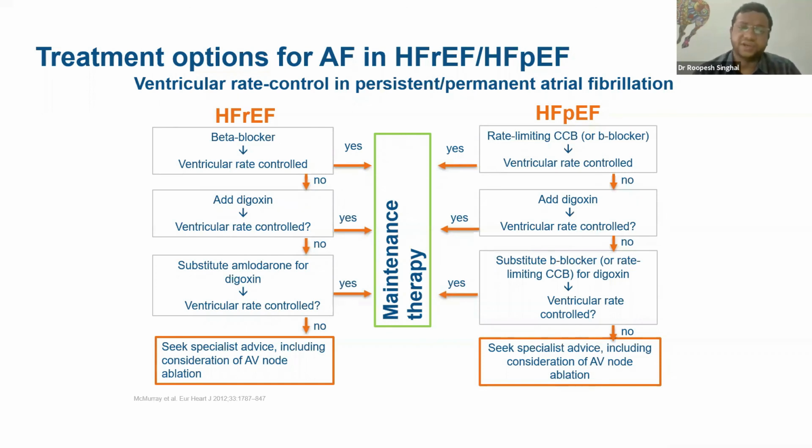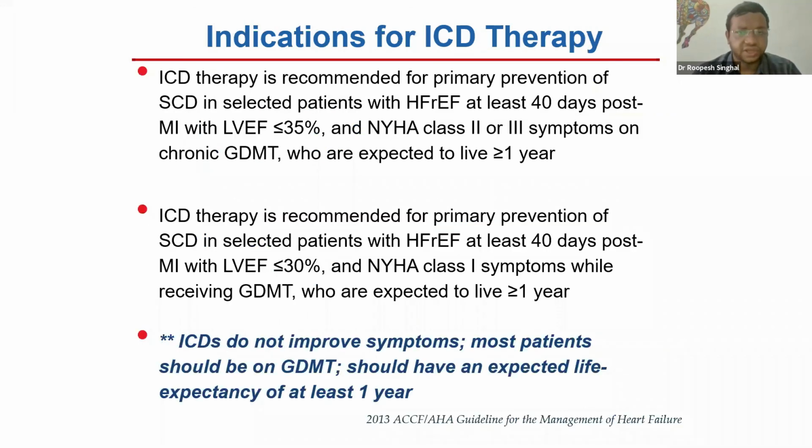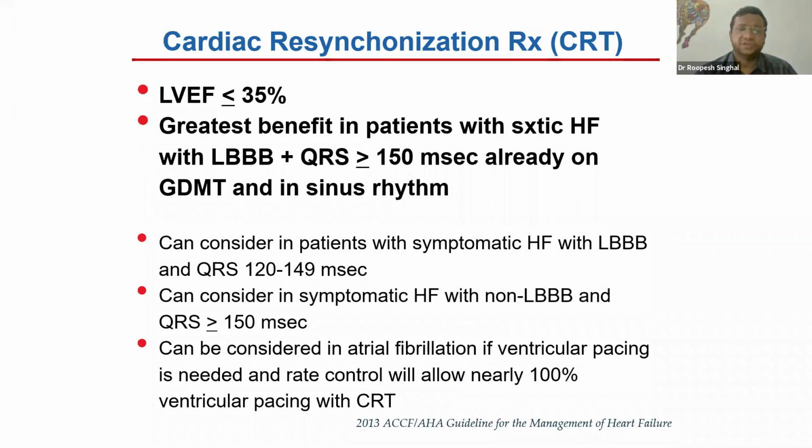If not controlled, we can take electrophysiologist opinion, and for AV node ablation. ICDs again can be used for sudden cardiac death prevention and must definitely be prescribed. We all know the indications for ICD, similarly for CRT. So CRT in wide QRS with LBBB morphology over and above guideline directed therapy in refractory heart failure can definitely help in treating these patients. So that is more or less it.